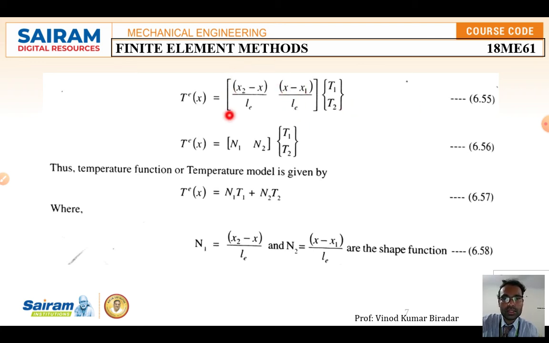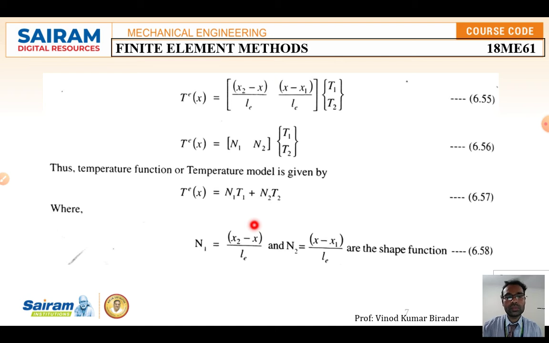Let us assume the first term is N1 and the second is N2, so T of x is N1, N2 times T1, T2, that is N1 T1 plus N2 T2. Where N1 is equal to (x2 minus x) by Le and N2 is equal to (x minus x1) by Le. These are called the shape functions for one dimensional heat conduction. They are very, very important while solving the problem.